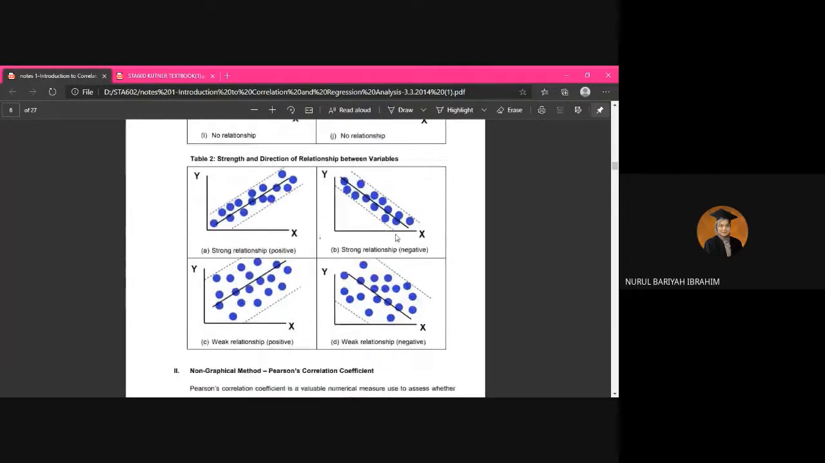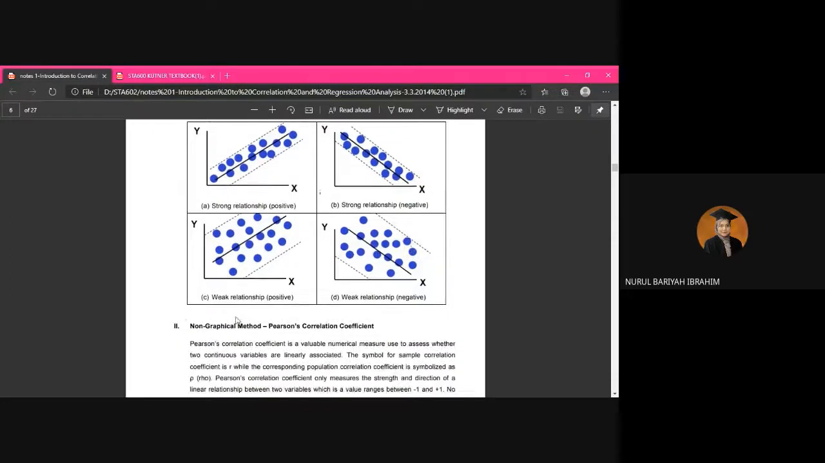Okay, the next one is an example of the strength of the relationship between y and x. Okay, A and B are examples of a strong relationship, where we can see that the points are close together and create the positive line. The same for this one. Okay, C and D are examples of a weak relationship. Okay, so we can see the difference between these two scatter diagrams.